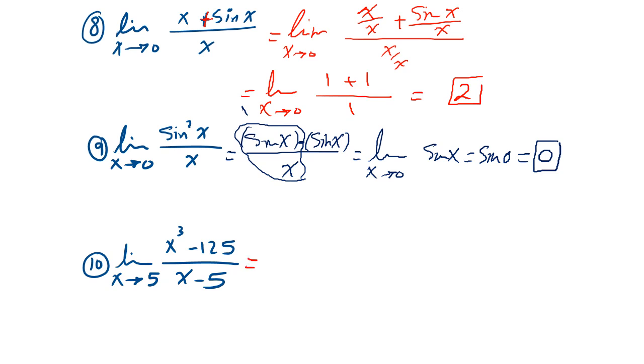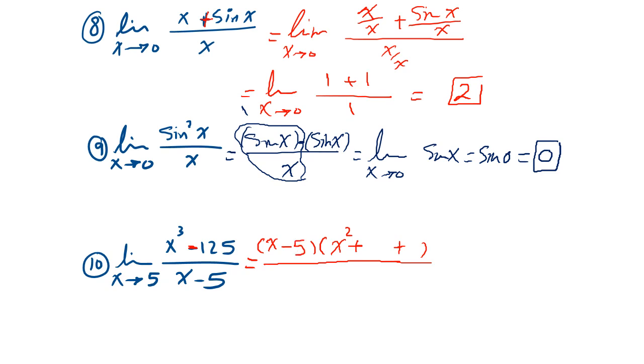Number 10, x power 3 minus 125 over x minus 5. After plugging in the value of x with 5, the answer will be 0 over 0. So I've got to factorize. This is a difference of 2 cubes, so small bracket with big one. This sign is negative, so the small one is negative, opposite to it, and the last sign is always positive. x power 3 is x and x squared.